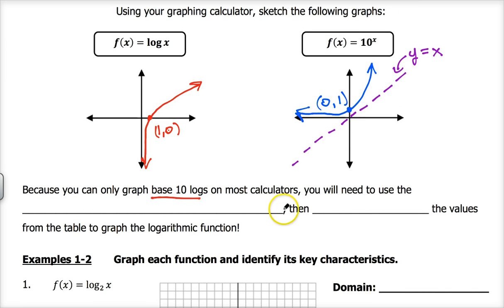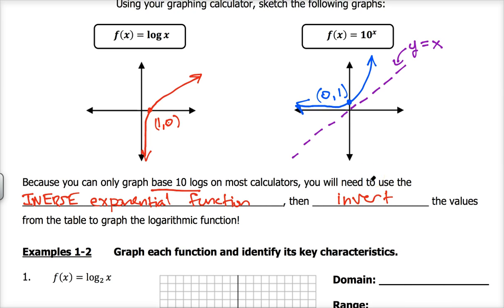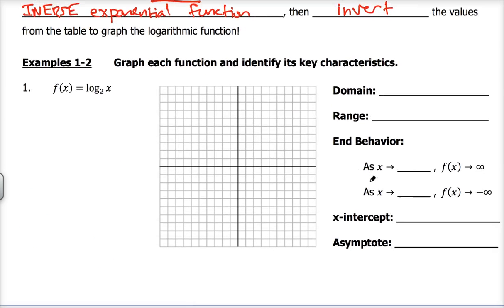And because of that, we will need to use the inverse exponential function whenever we're setting up our t-charts. So we're going to start with the inverse exponential function when we're setting up our t-charts. And then after that, we'll invert our x and y values from our tables to get the graph of the actual logarithmic function. So let's look at how that looks down here on example 1.